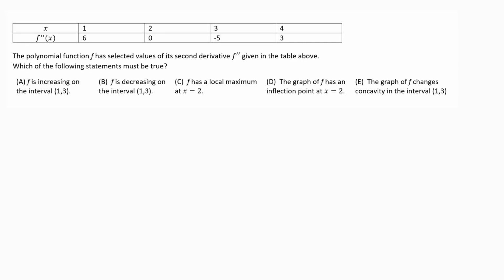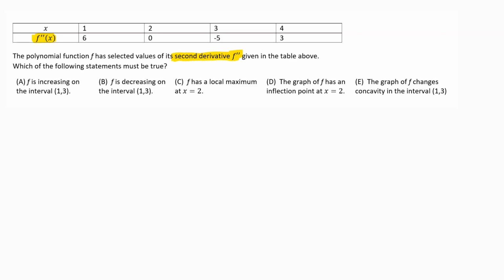Okay, so we see this problem with the table. The first thing we want to do is just sort of read what this table is telling us. We've got the polynomial function f has the selected values of second derivatives. So what we know is what we're looking at up top here. These are second derivative bits of information.